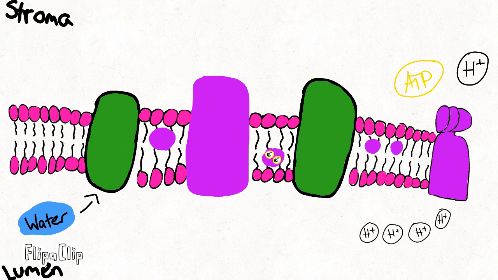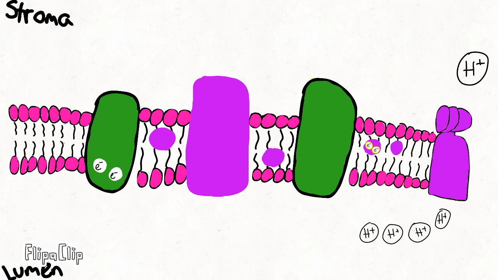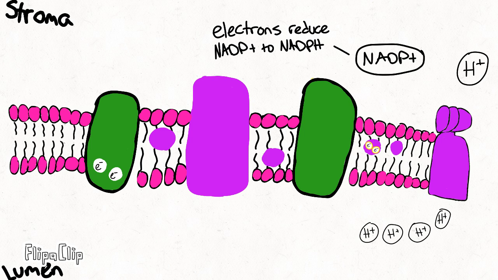Water then splits into oxygen and hydrogen to replace the missing electrons. The electrons from the ETC reduce NADP to NADPH.